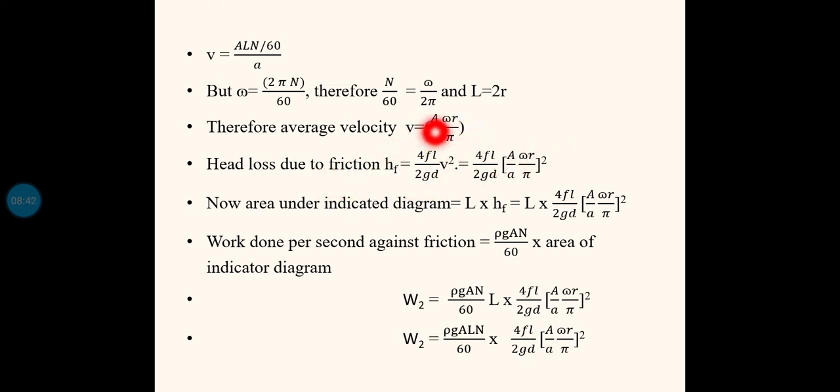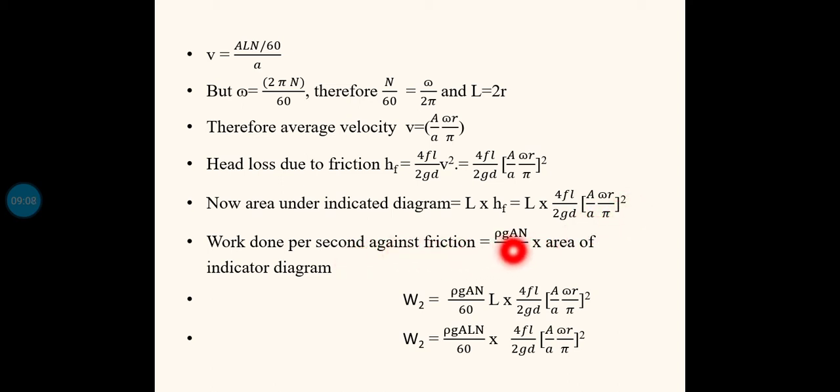Now using this velocity we will calculate the value of HF, the head loss due to friction. HF equal to 4FL by 2gD V square, that is the equation. Here instead of V we substitute this value, so 4FL by 2gD into A by a omega r by pi whole square. Now the area under the indicator diagram, as I told, will be a rectangle, so L into HF will be the area of the indicator diagram. So L into HF is 4FL by 2gD A by a omega r by pi whole square.